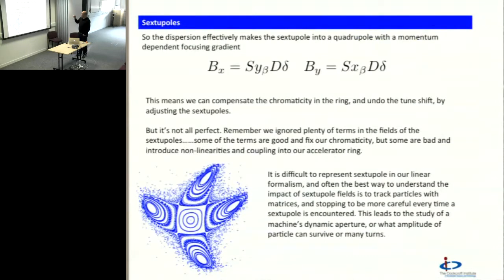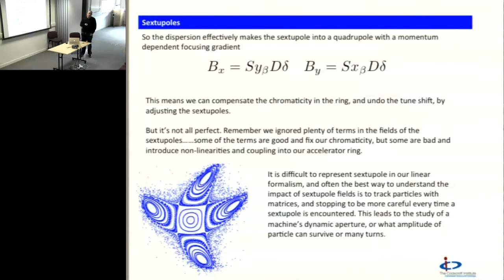So what dispersion does is effectively make the sextupole into a quadrupole with a momentum-dependent focusing gradient. This is probably the hardest thing that we do in this whole set of lectures. So it's very fundamental to storage rings. So what we can do is compensate the chromaticity in the ring with sextupoles. So your logic is, I design a photocell. I want to keep the beam tightly focused. I have quadrupoles. I alternate in both planes. It goes through nicely. But I've got a tune. But I'll generate chromaticity.